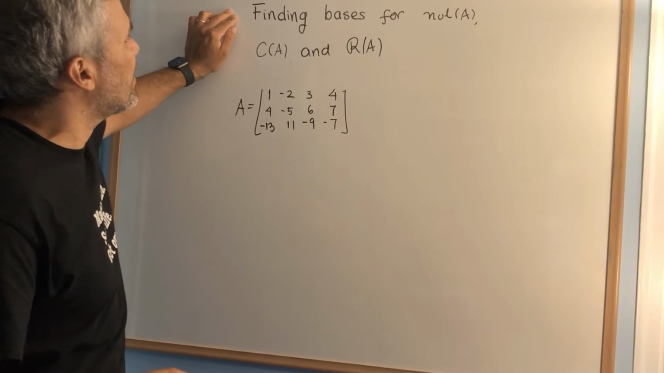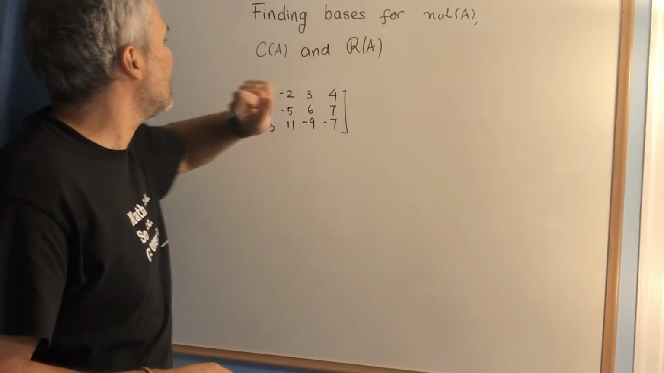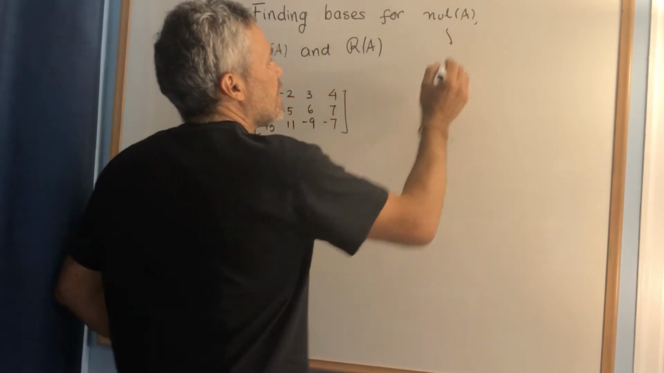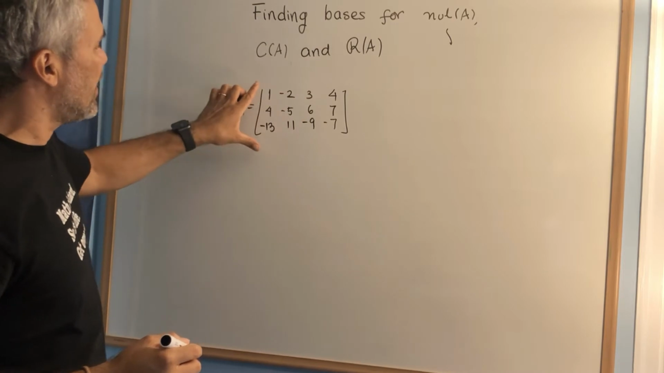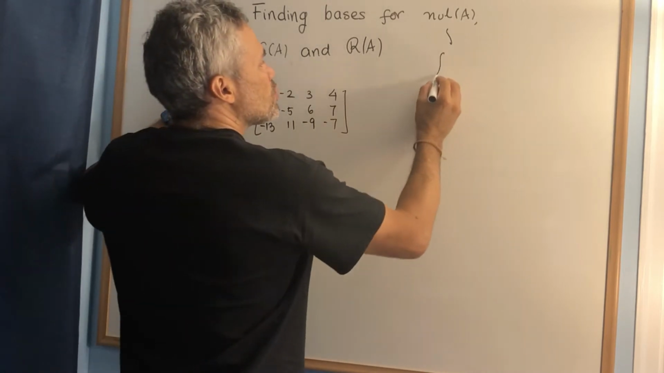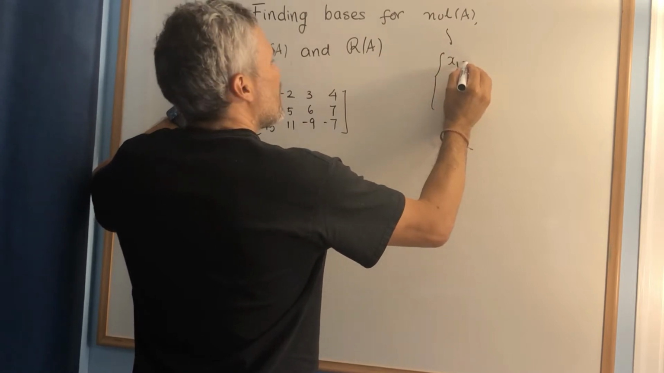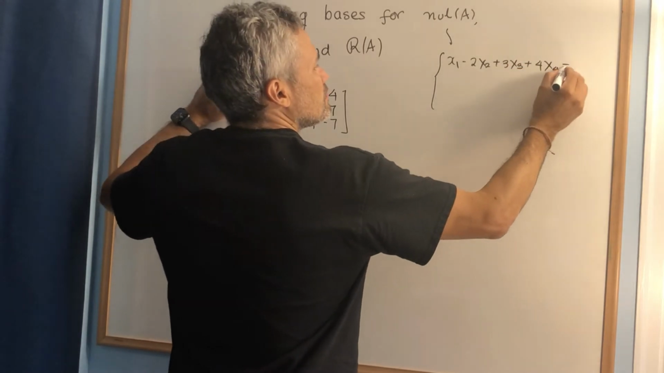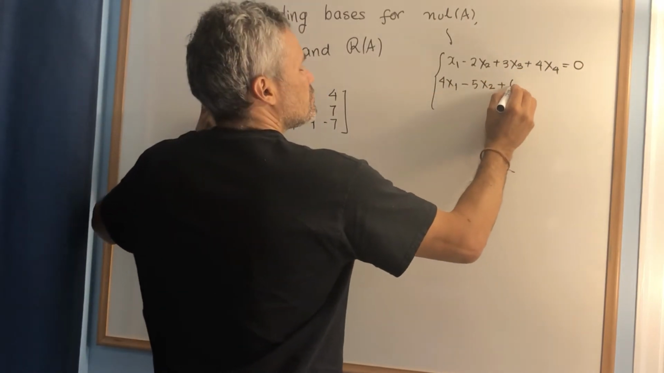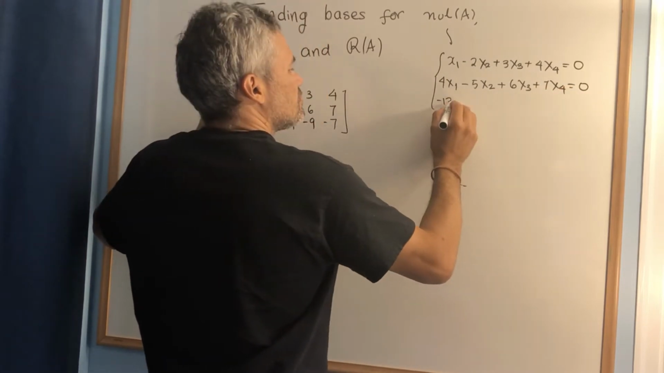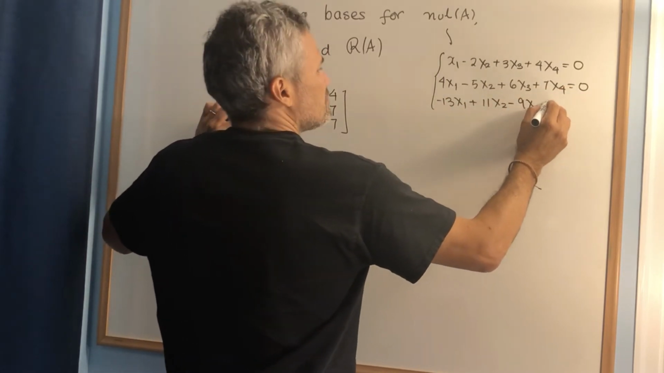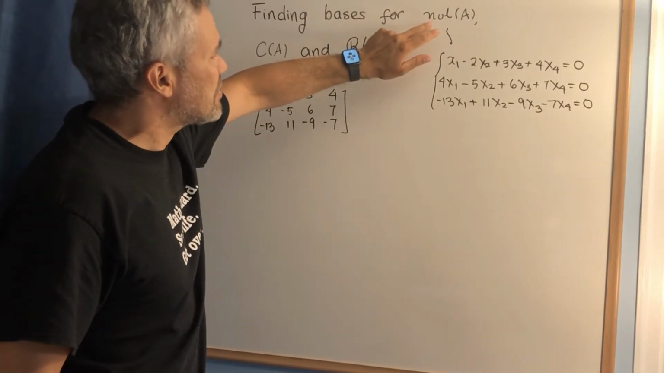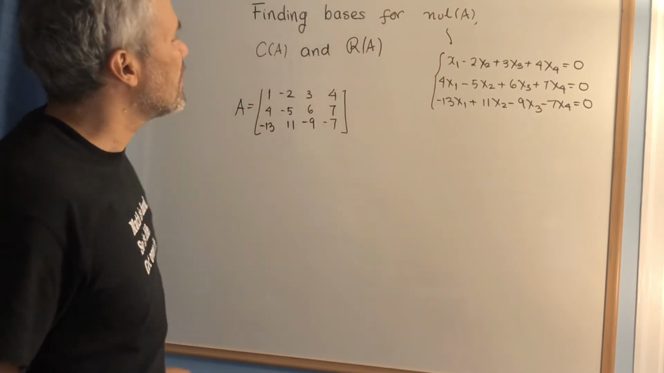In this video, we will explain how to compute bases for the null of A, column of A, and row of A. Remember that the null of A is the solution of a homogeneous system. In this case, the null of A would be the solution of this homogeneous system, x1 minus 2x2 and we know that this is a subspace of R4.